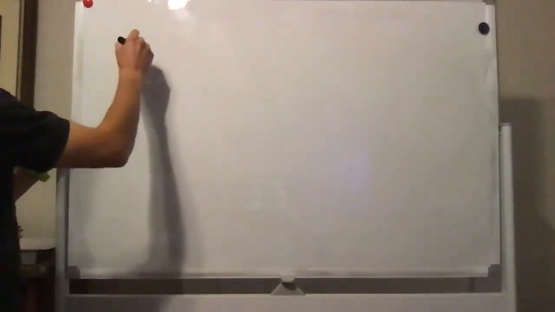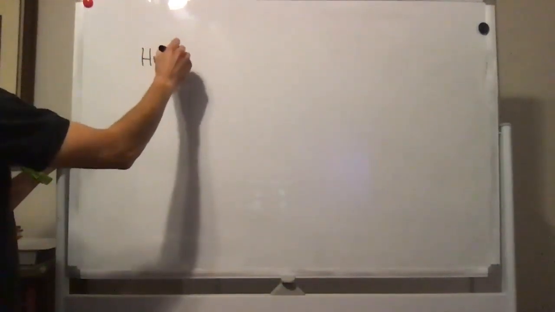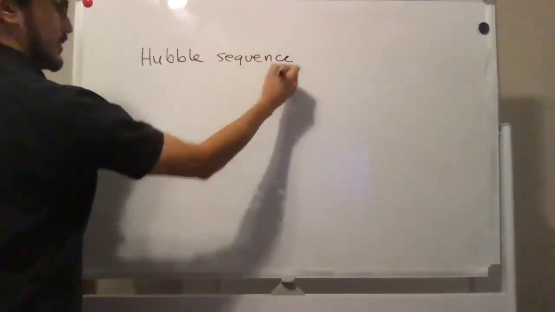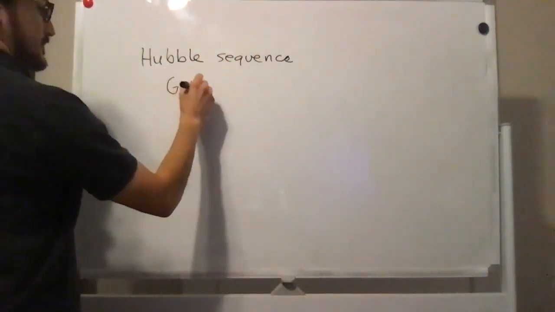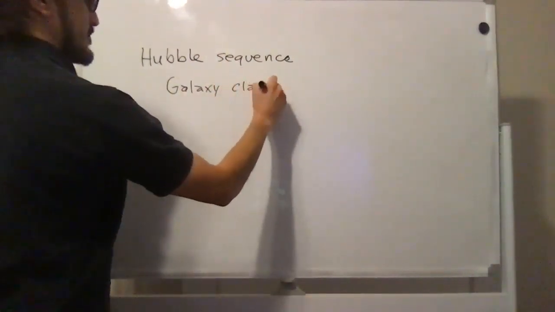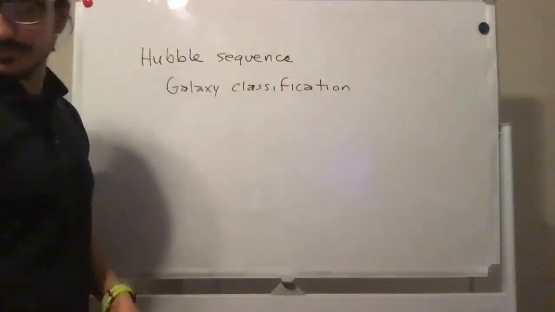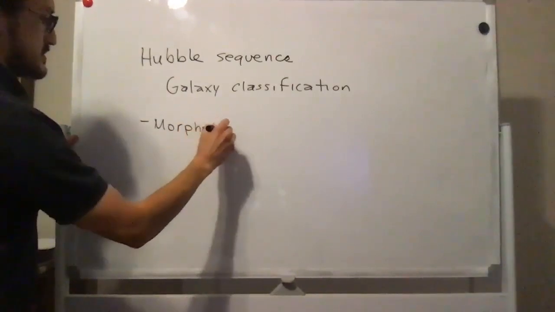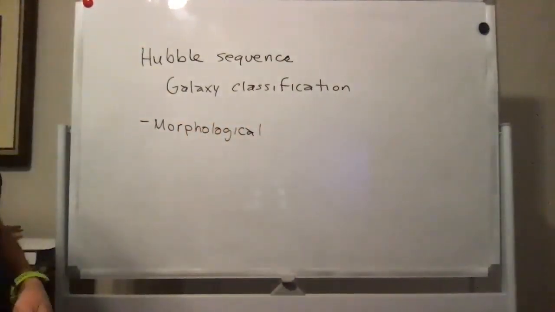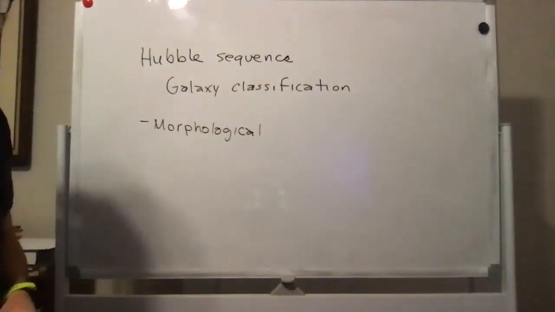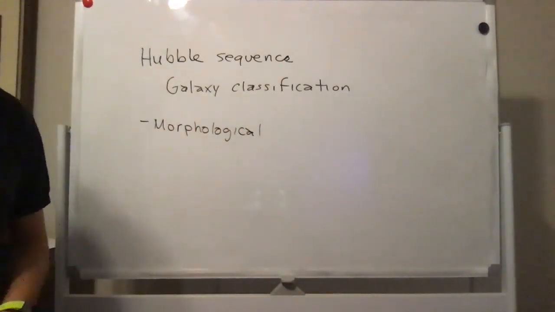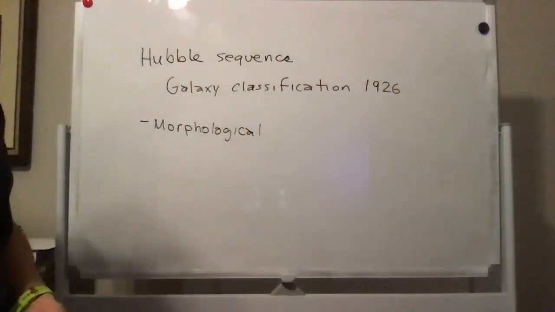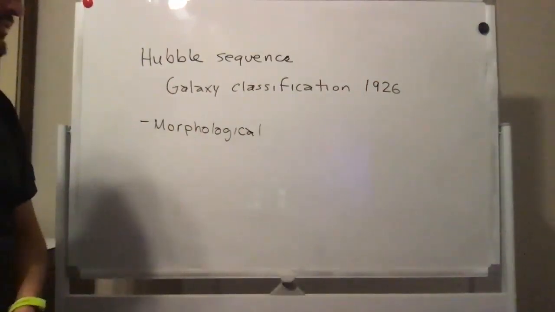So this is not quantitative, or at least not very much. But he came up with the Hubble sequence for galaxy classification. So it is morphological. Which means that it's based on the shape of the galaxy, like what you actually observe through the telescope. It was invented or published in 1926, so it's almost 100 years old. It is still, I guess, widely used in astronomy.